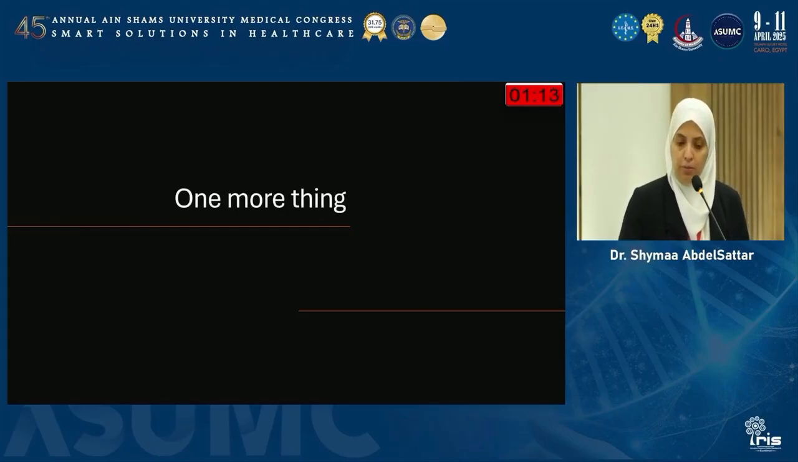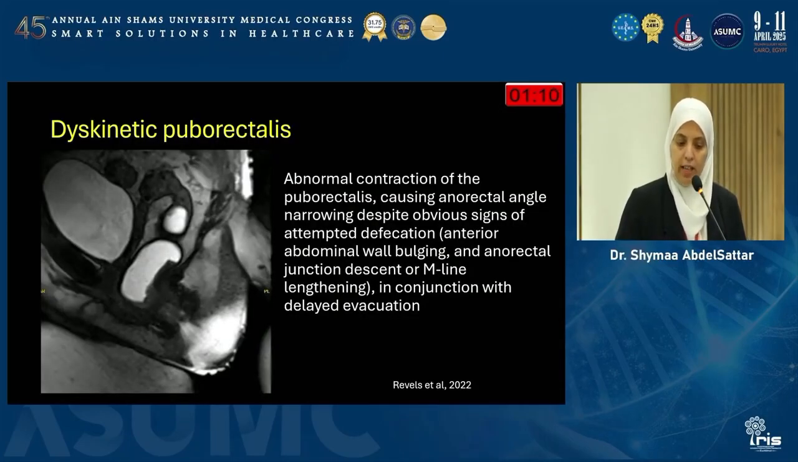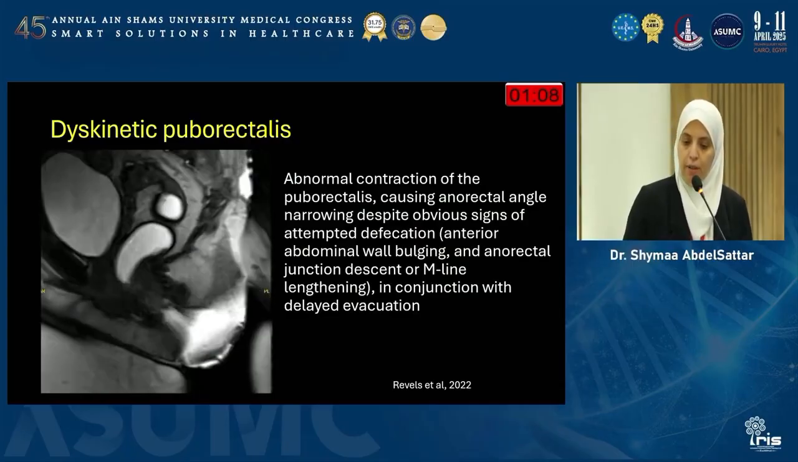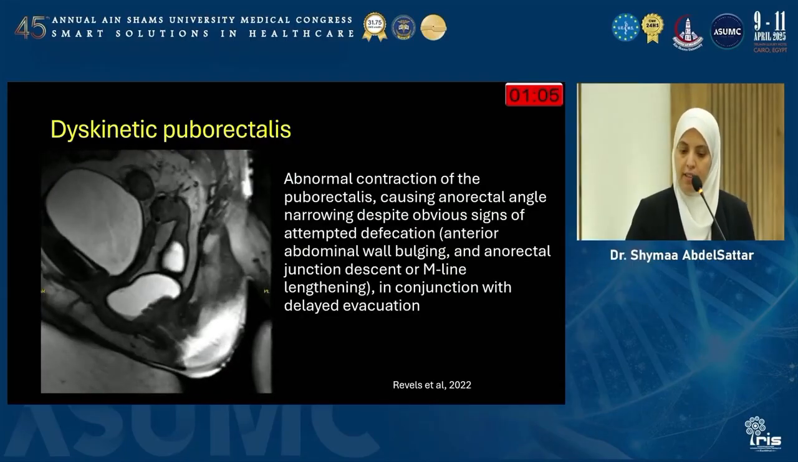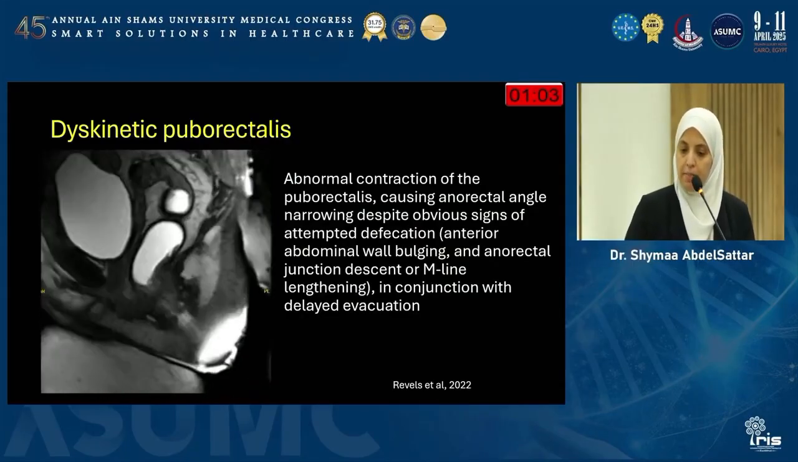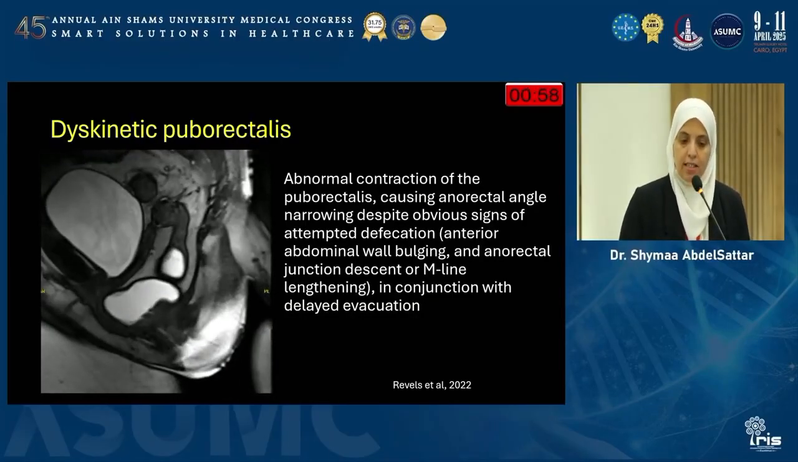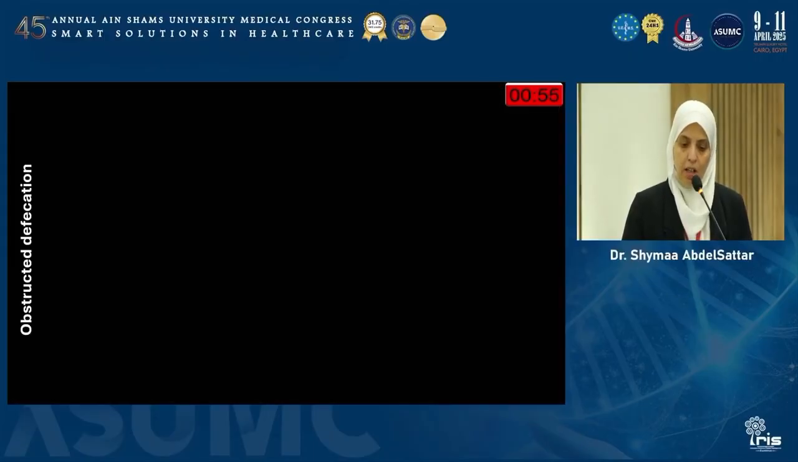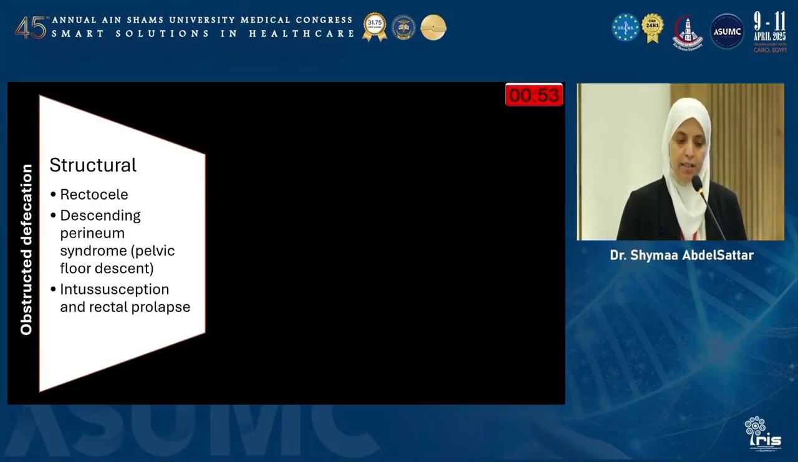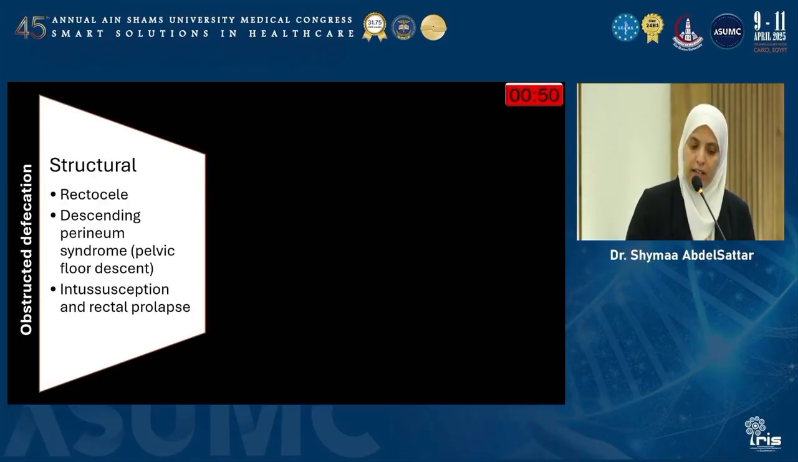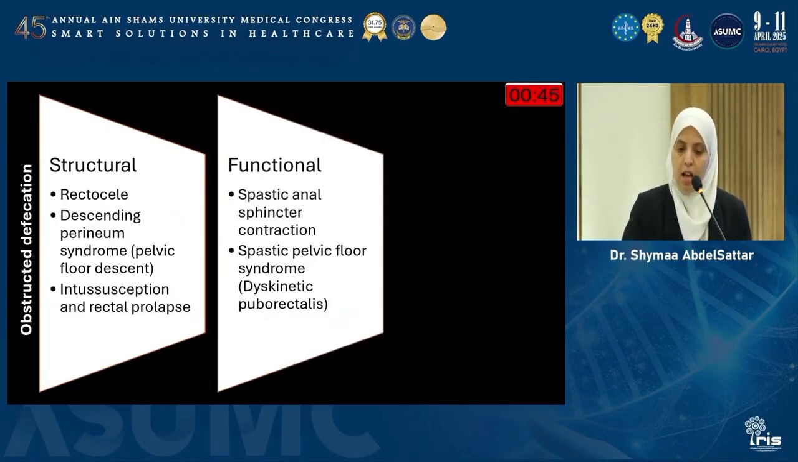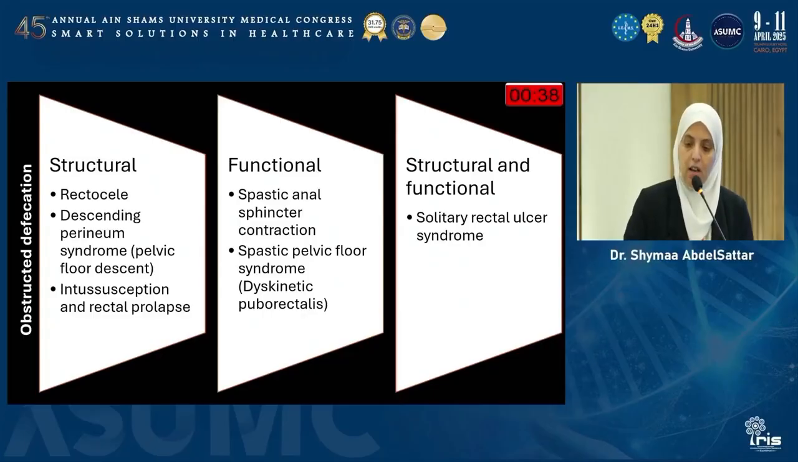I will talk about one more thing. It's a dyskinetic puborectalis here. It's a normal contraction of the puborectalis causing the anorectal angle. This is from the literature of an adult patient, causing narrowing despite obvious signs of attempt of defecation and in conjunction with delayed evacuation. This is dyskinetic puborectalis. To summarize, obstructed defecation, we can see rectocele, descending perineum syndrome or pelvic floor descent, intussusception and rectal prolapse, spastic anal sphincter, as we can see, non-relaxing anal sphincter, or dyskinetic puborectalis, or solitary rectal ulcer syndrome.